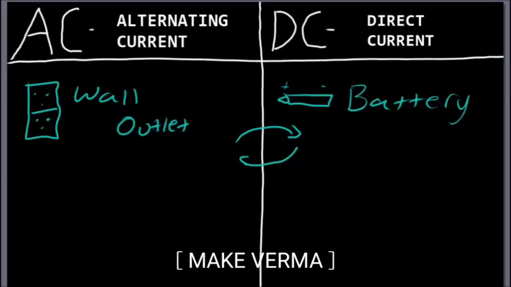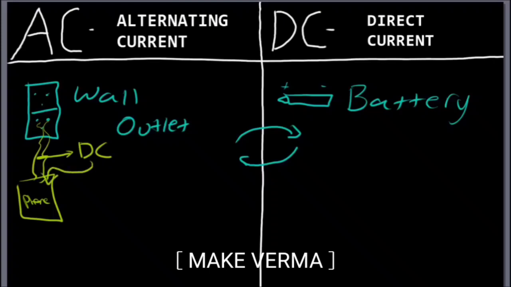So when you plug your phone into the charger at night, and here's your phone here, what the charger actually does is it takes the alternating current coming out of the wall outlet, it converts it into DC current, direct current, and then it gives it to your phone to charge the battery in your phone.